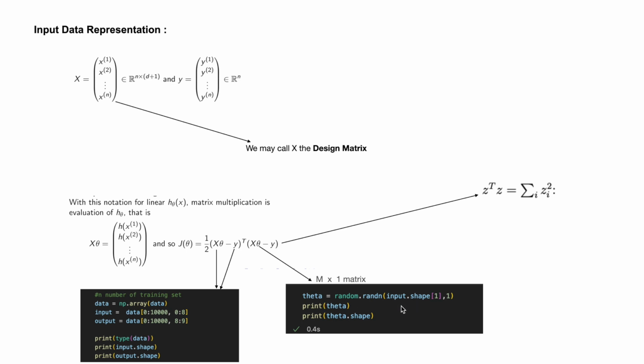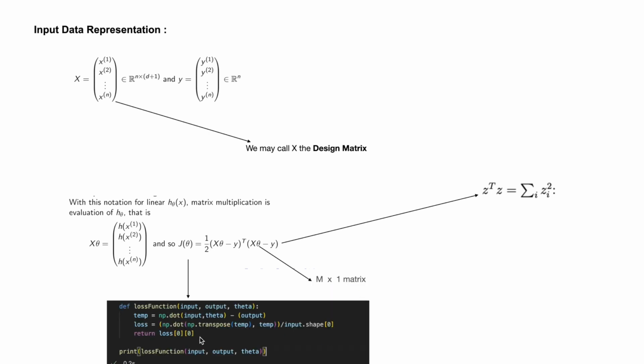But here we don't have single values. Here we have a matrix of random values, and the size of that matrix is m by 1. And our loss function will look like this. First we have one variable, temp, and here we are doing x theta minus y. So the dot product between the input and theta, and then minus the output. So it is x theta minus y, and then np dot transpose temp, and then we multiply again with temp, and then divide by input dot shape 0.